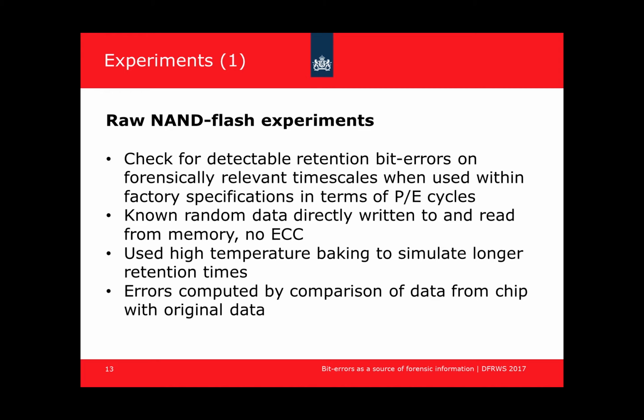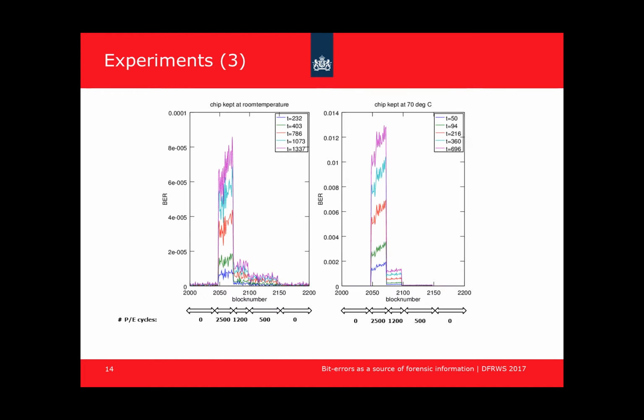And in this case, it's very easy to compute the number of bit errors because you know what information is written to the memory itself, and if you then compare with the information that you get back when you read the memory, you get directly the number of bit errors.